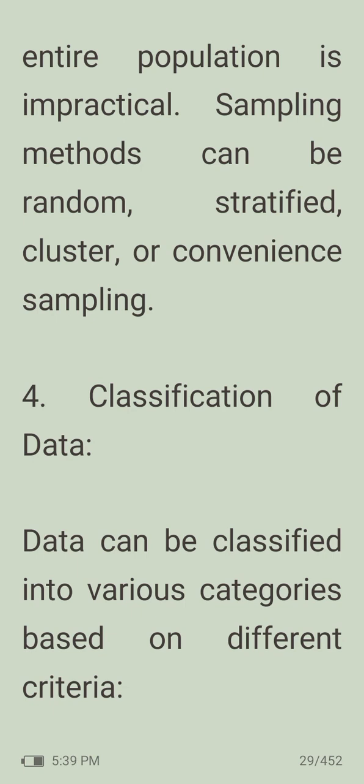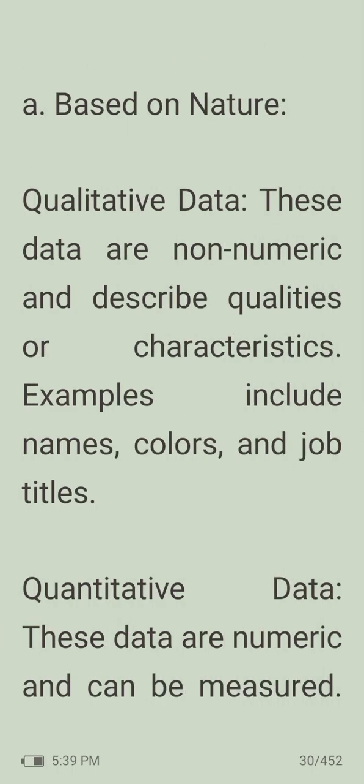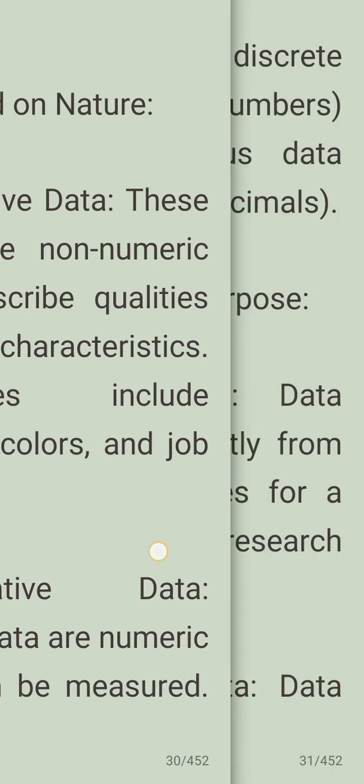Then classification of data. Data can be classified into various categories based on different criteria. So based on nature, qualitative data. This data are non-numeric and describe qualities or characteristics. Examples include names, colors, and job titles. Then quantitative data. This data are numeric and can be measured.